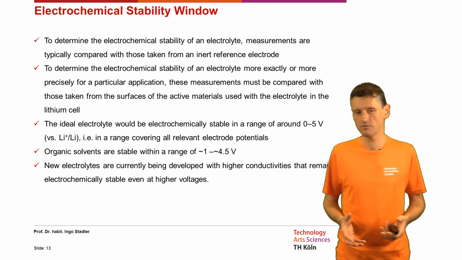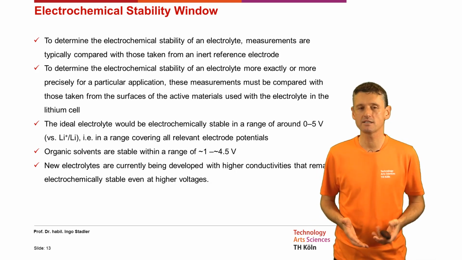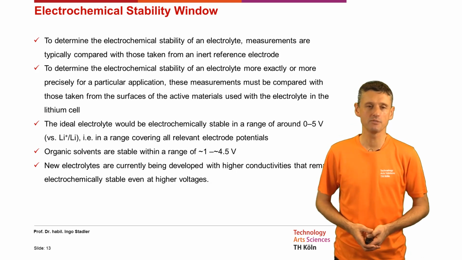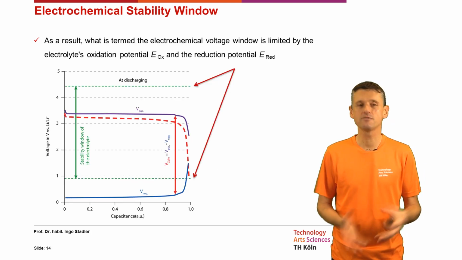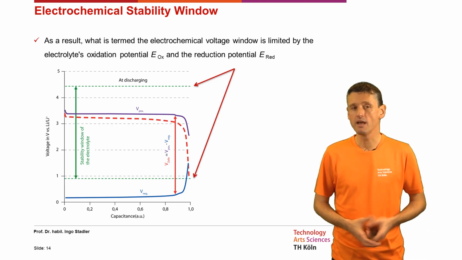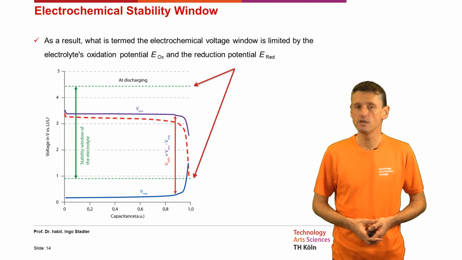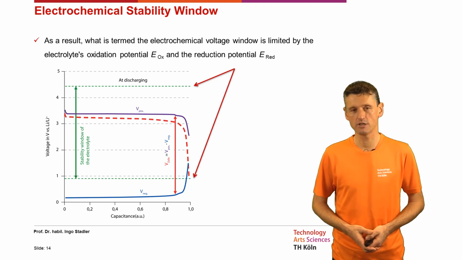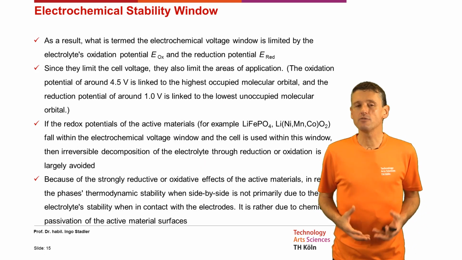Organic solvents are stable within a range of approximately 1 to 4.5 volts, and new electrolytes are currently being developed with higher conductivities that remain electrochemically stable even at higher voltages. Here we again see the graph we saw in the first video, with this electrochemical stability window. What is termed the electrochemical voltage window is limited by the electrolyte's oxidation potential and the reduction potential. Since they limit the cell voltage, they also limit the areas of application.